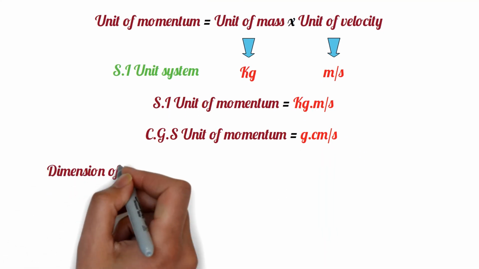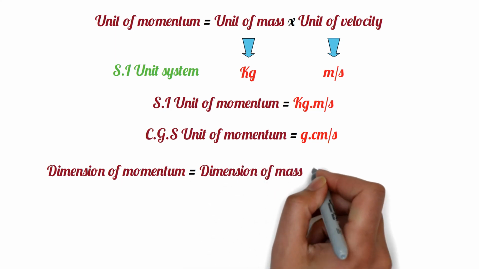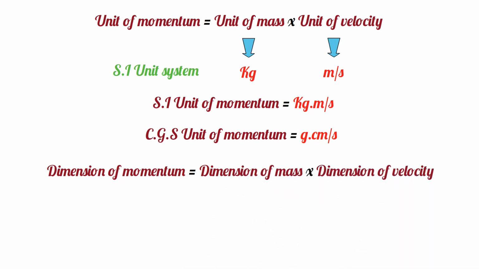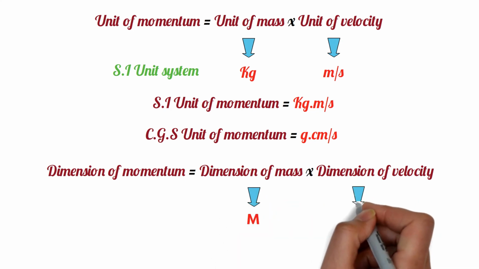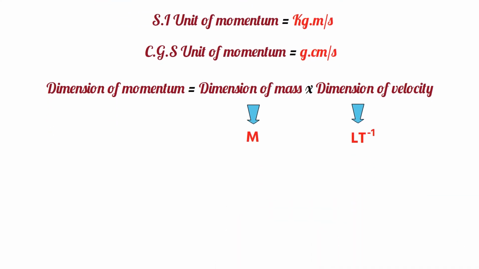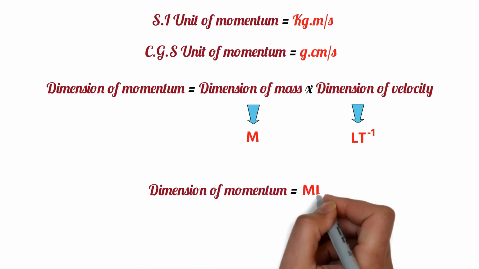The dimension of momentum is equal to the dimension of mass into the dimension of velocity. We know the dimension of mass is M, and the dimension of velocity is LT⁻¹. So the dimension of momentum is MLT⁻¹.